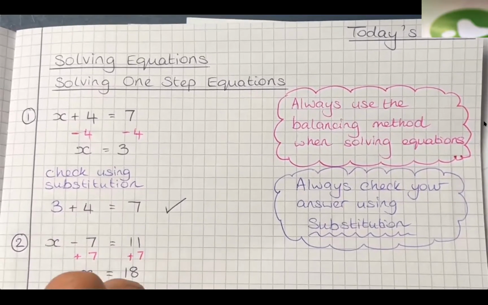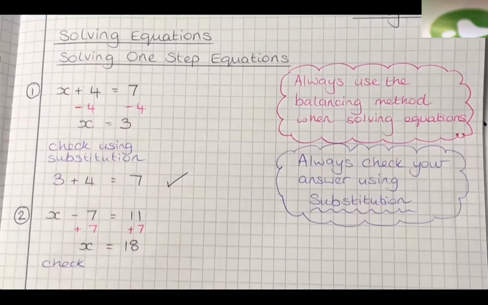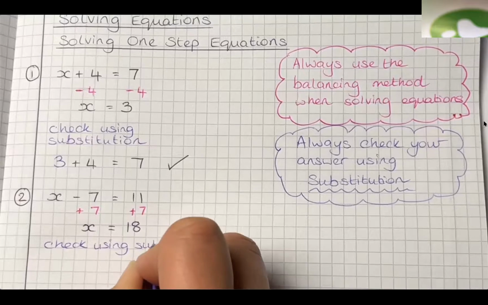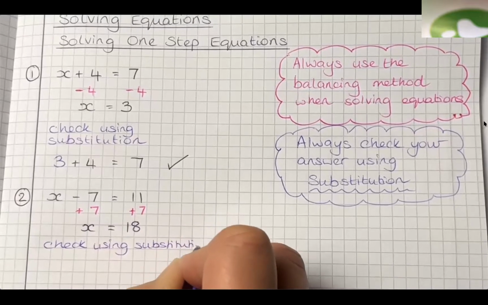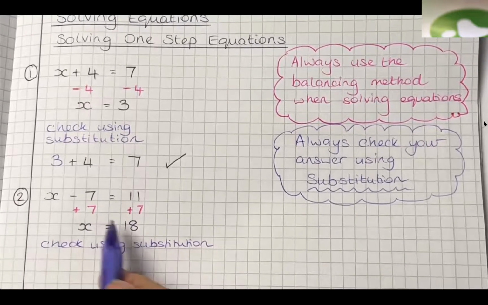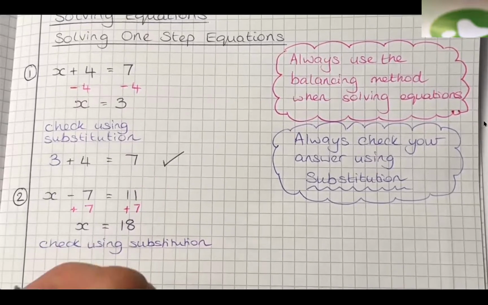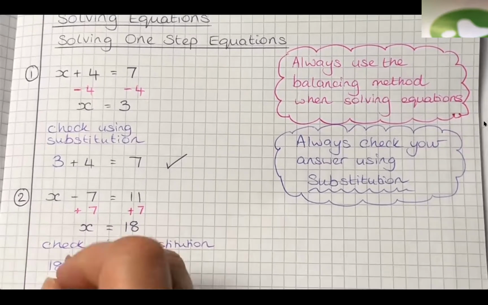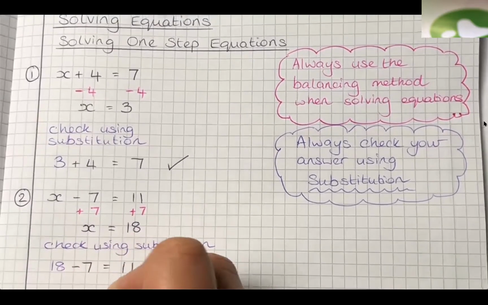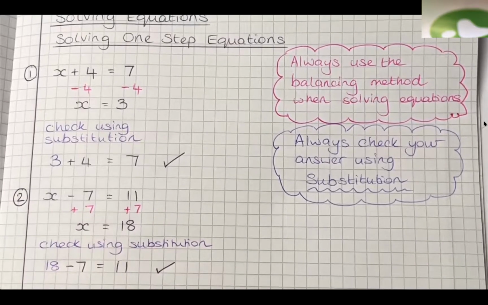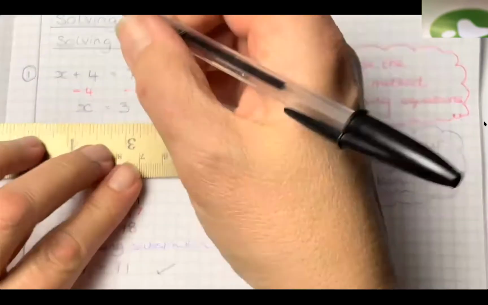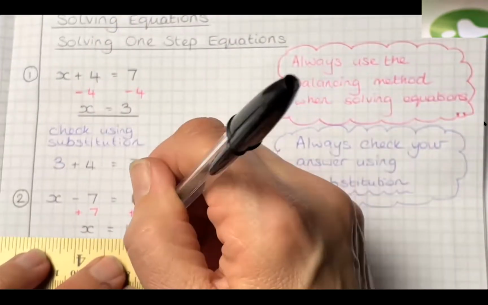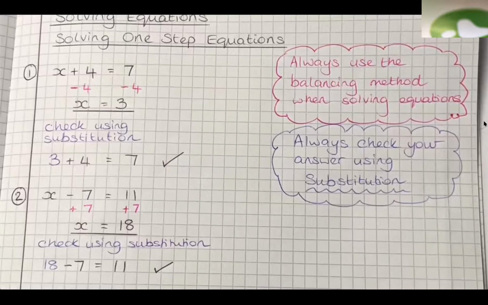I'm going to check using substitution. Okay, so I'm going to take my 18, I'm going to put it into my equation. So I have 18 subtract 7 equals 11. I know I've got the correct answer. I'm just also going to underline my answer to make it nice and easy for marking and any correction purposes.